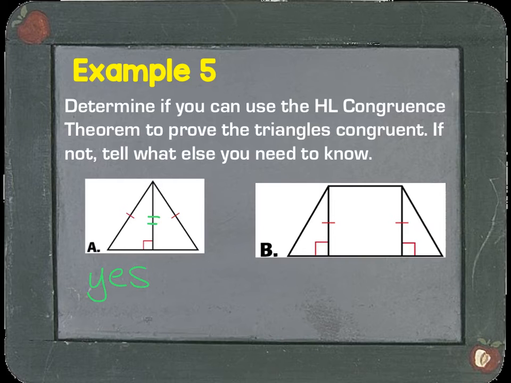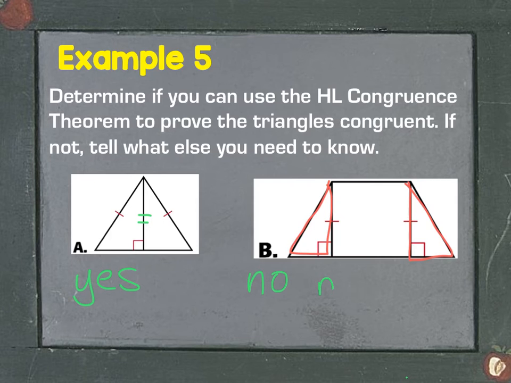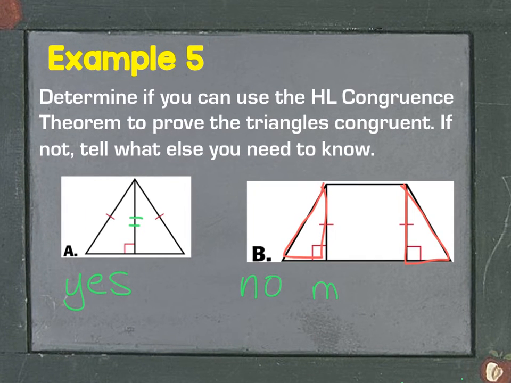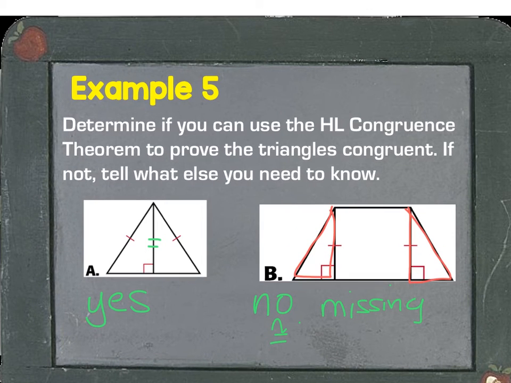How about B? So these are the two triangles we're talking about. Are they right triangles? Yes. Are the hypotenuses marked as congruent? No. Do you have a leg marked as congruent? Yes. So it's no, and the reason is you're missing the congruent hypotenuses. So the hypotenuse and the leg have to be marked as congruent.